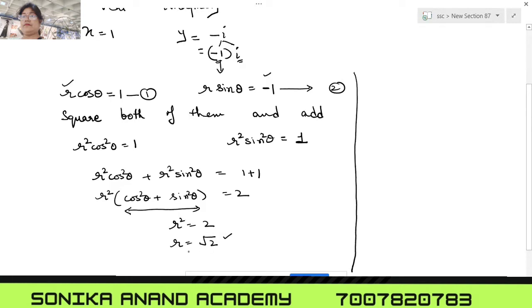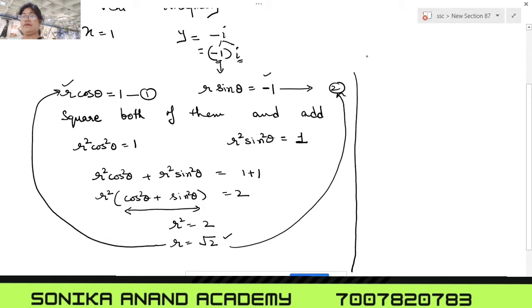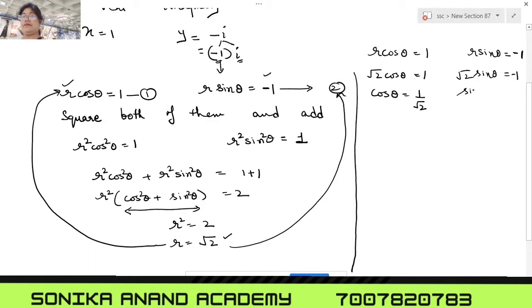Now listen. We put this value of r in both of these equations. So r cos theta is equal to 1, under root 2 cos theta is equal to 1. So what is the value of cos theta? 1 by root 2. Similarly, r sin theta is equal to minus 1, so sin theta is equal to minus 1 by root 2.